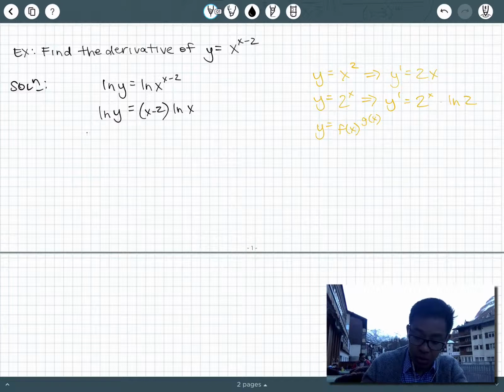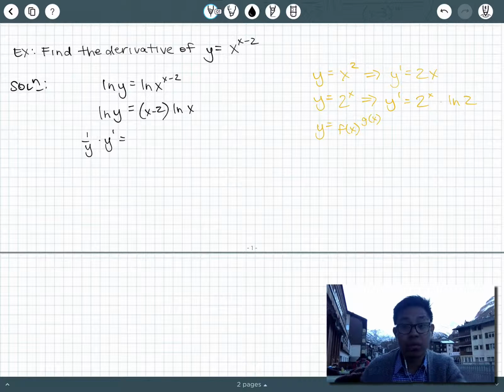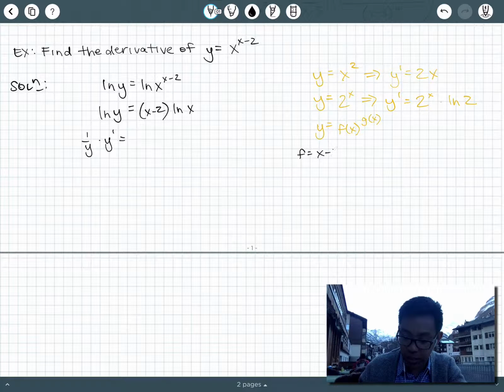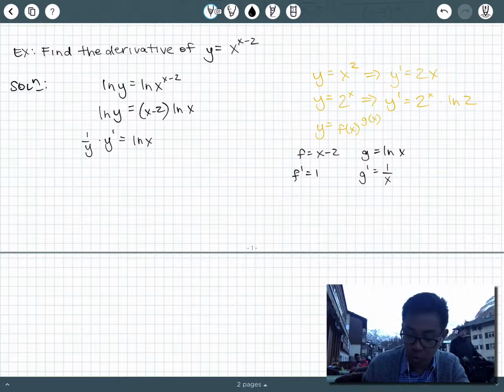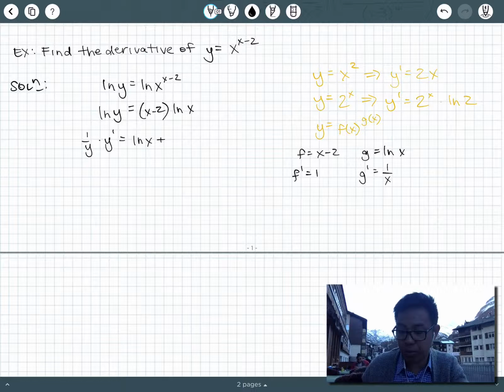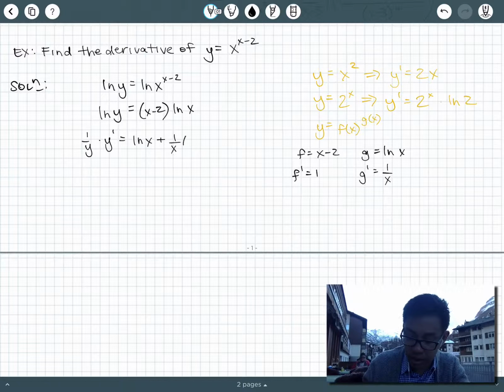We get 1 over y times y prime is equal to, well, we've got product rule here. We've got an f of x minus 2. We've got a g of ln of x. f prime then, of course, is 1, and g prime is 1 over x. So the derivative becomes f prime g, which is ln of x, times 1, plus g prime f, 1 over x times x minus 2.